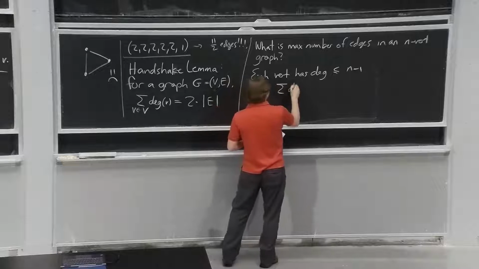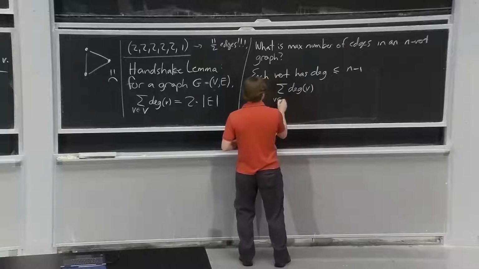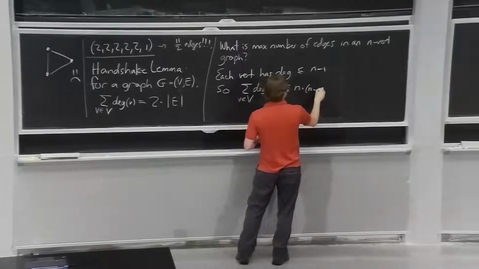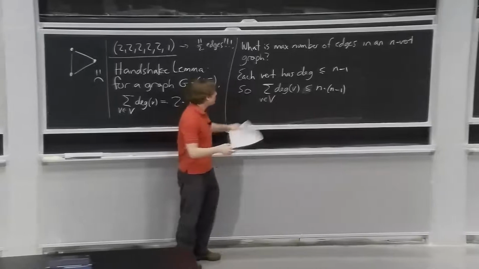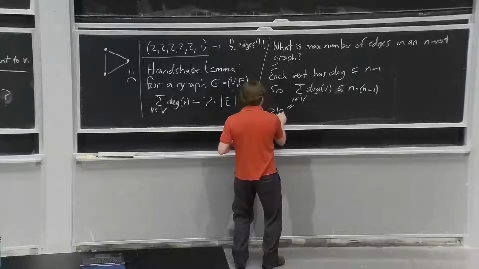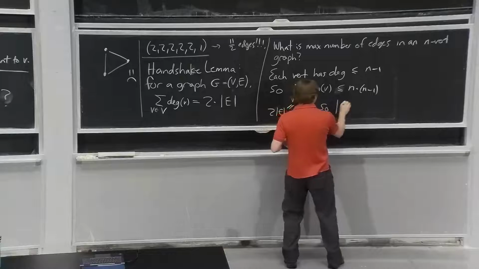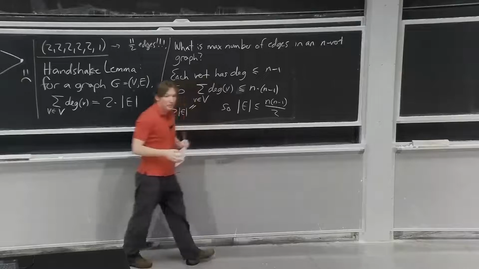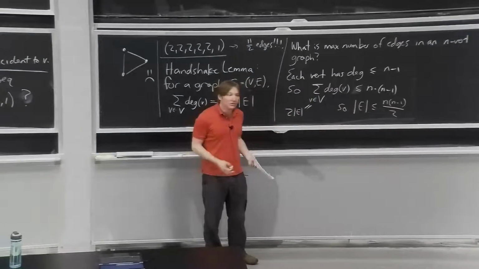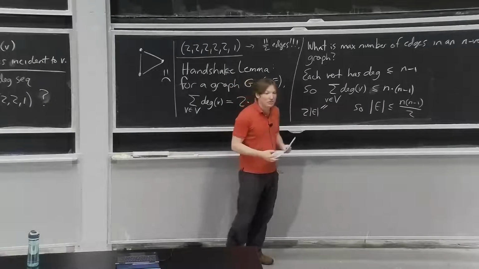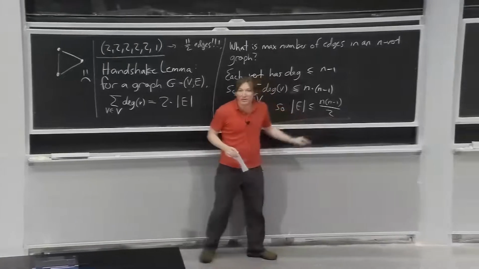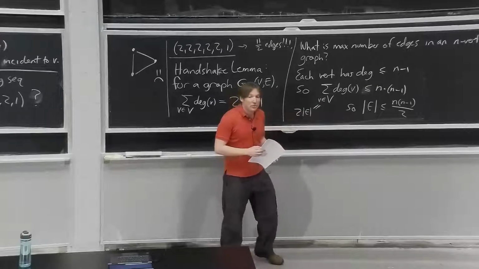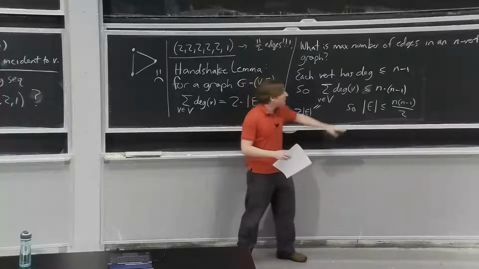So the sum of the degrees is at most n times n minus 1. But the sum of the degrees is equal to 2 times the number of edges. So the number of edges is at most n times n minus 1 divided by 2. Didn't have to do any fancy induction, didn't have to compute some sum. I wonder if this equals a sum that we've seen before. But so we have an upper bound. The number of edges is at most that. And turns out this is achievable.